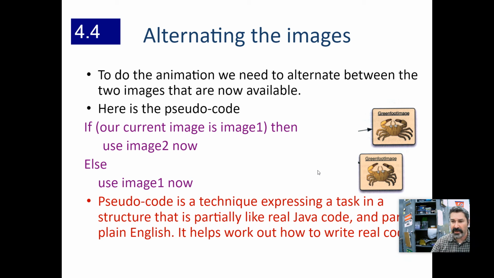So we have these two images, right? And now we need to say, hey, let's use that one. Hey, let's use that one over there. And so your crab is going to move back and forth with changing pictures, right? So to do the animation, we need to alternate between the two images.